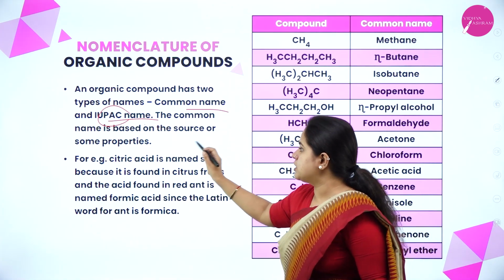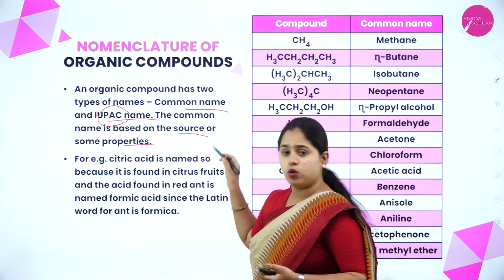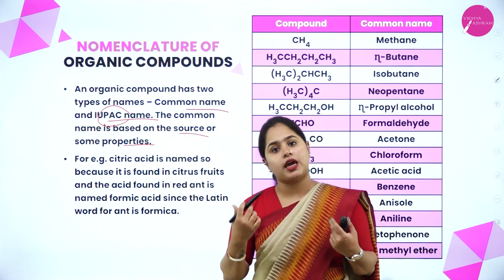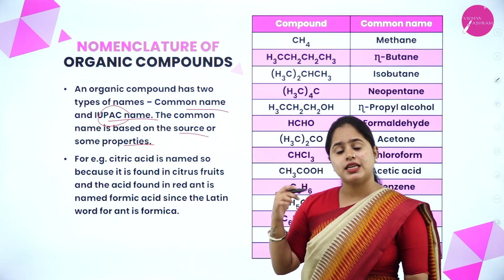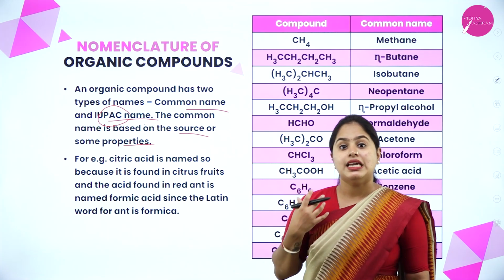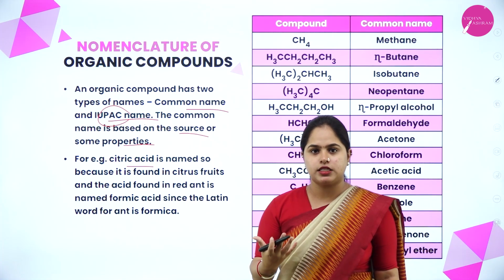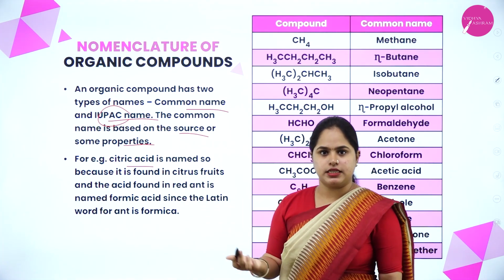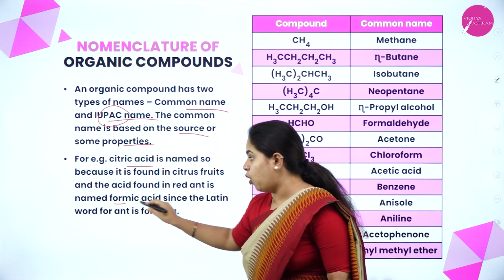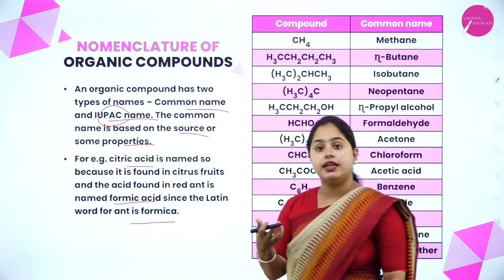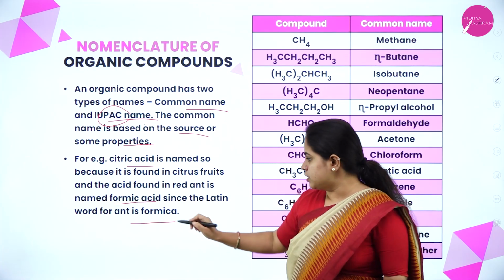The common name is based on the source or some properties. The common name can be based on the source from which the compound is obtained, or else it can be based on some properties. For example, citric acid, you are familiar with citric acid, right? Citric acid is present in citrus fruits, hence the name citric acid. So the common name comes from the source where it is present. And the acid found in red ants is called formic acid, since the Latin word for ant is formica.